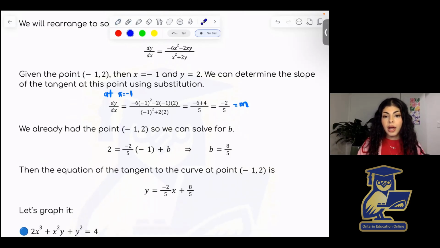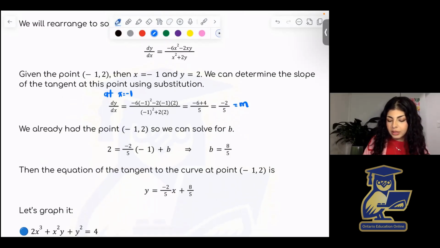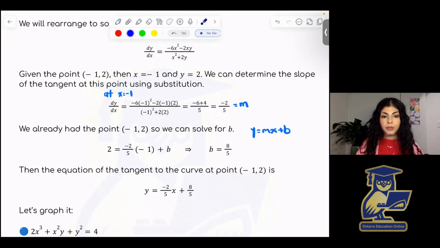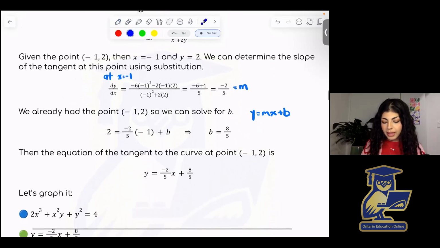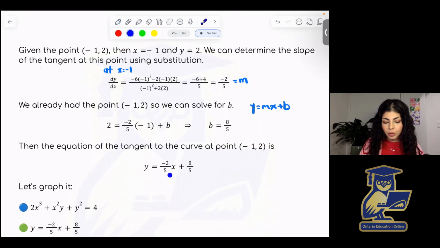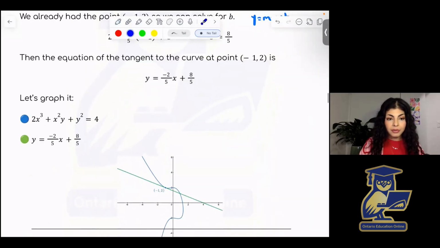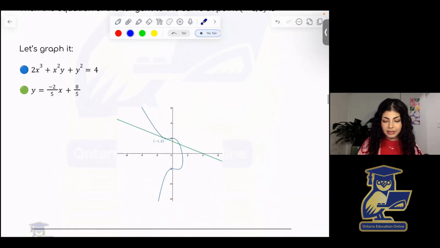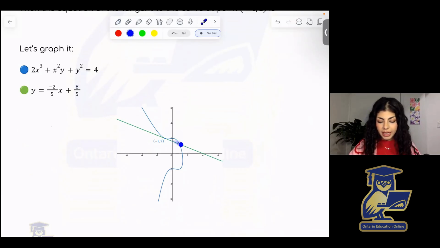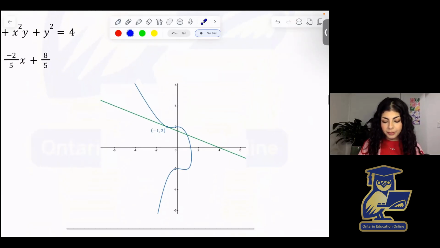So we can solve for b here. And again, this is just substitution of y equals mx plus b. And we find that b will be 8 over 5. And so the equation of the tangent to the curve at that point is given by y equals negative 2 over 5x plus 8 over 5. And so if we graph this, you will see, and I hope you can see this, a very strange shape, but still it is a relation nonetheless. And we can see that at that point, the equation of the line that we found is the tangent to the function at that specific point.